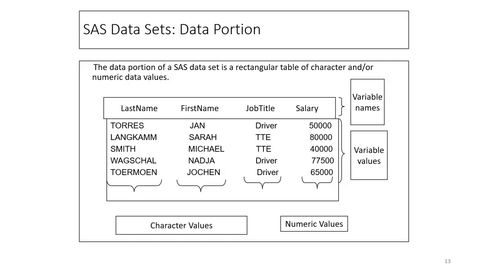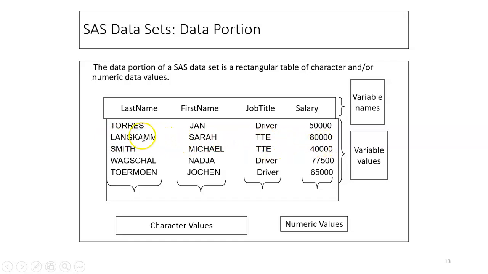Now let us understand the SAS dataset data portion. In the data portion, in the topmost row, there are the variable names: last name, first name, job title, salary. These are variables, and these are the variable values. All the rows of values are known as observations. One single row is one observation, another single row is another observation.